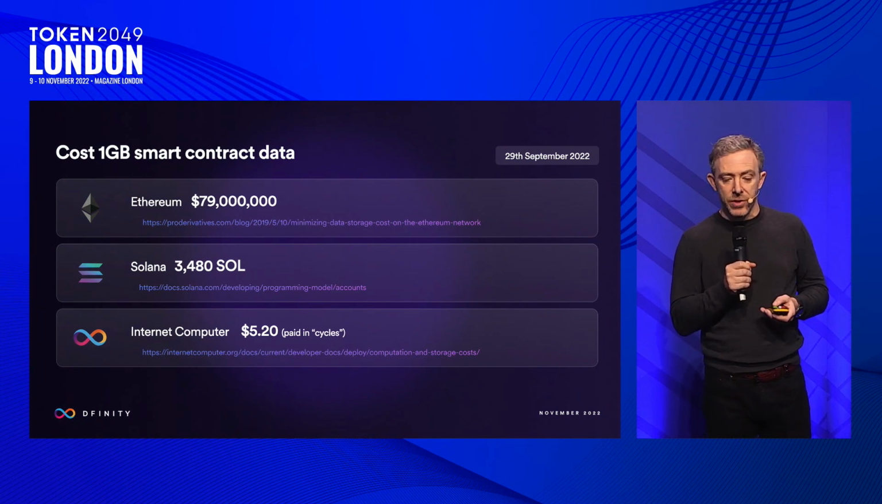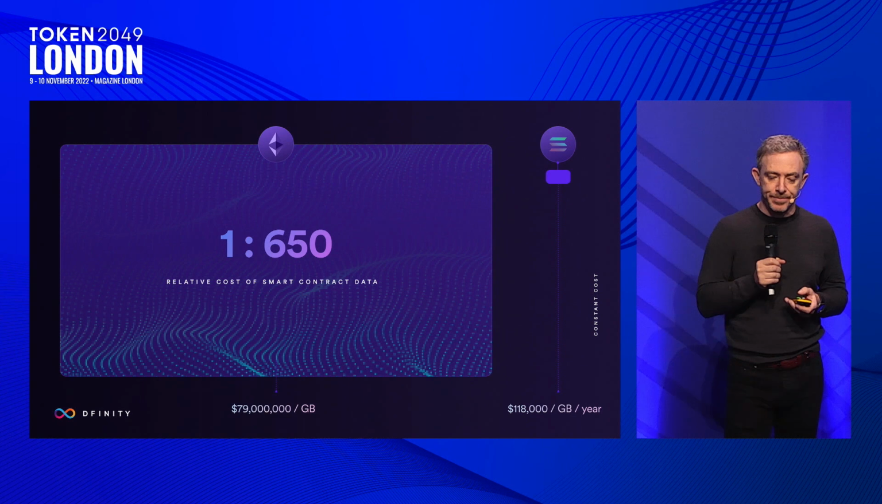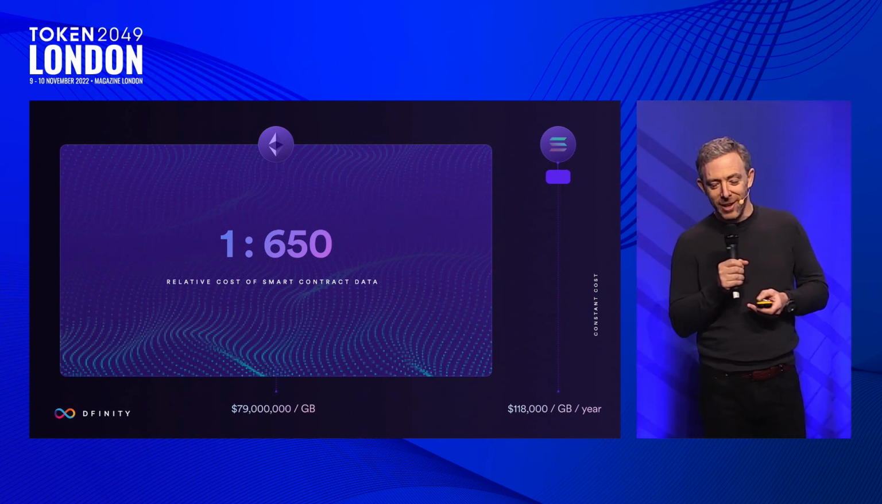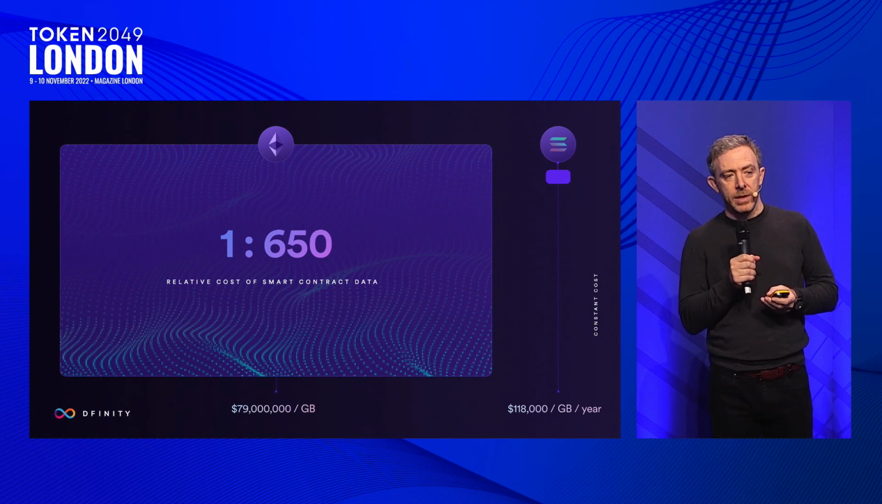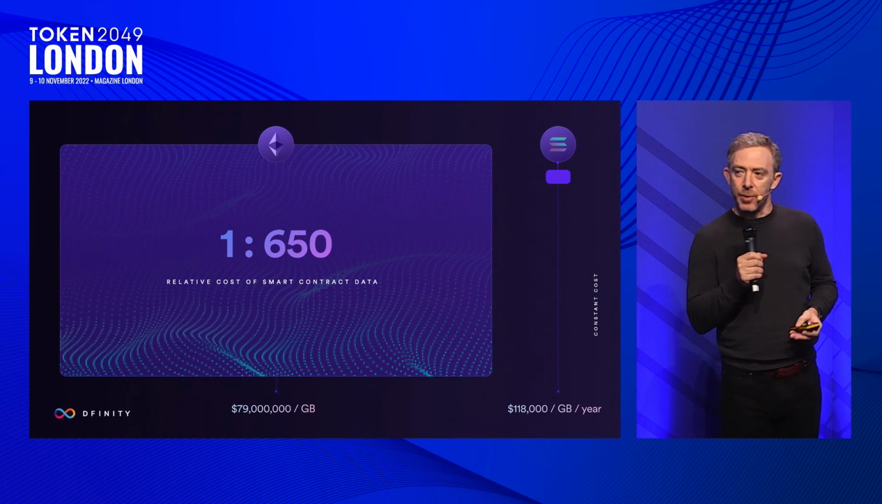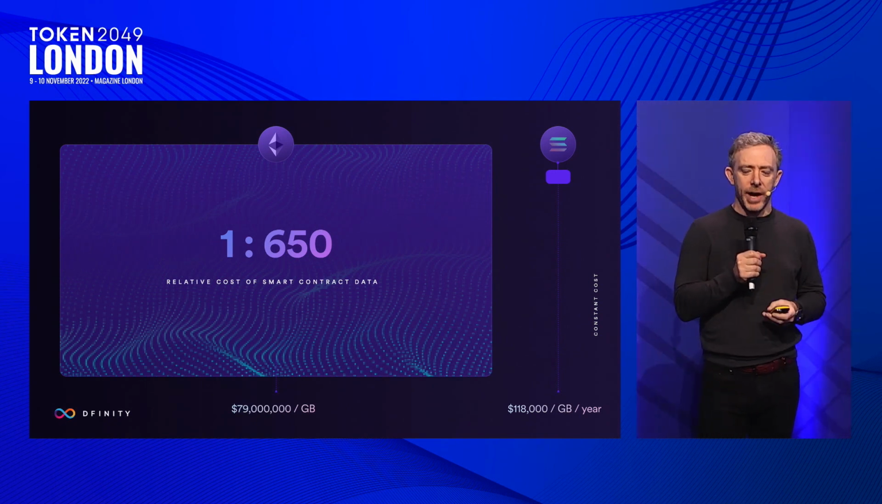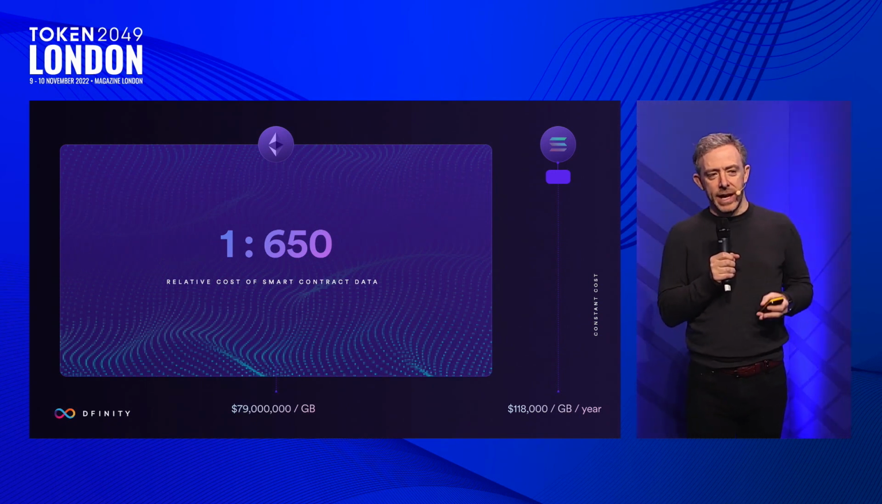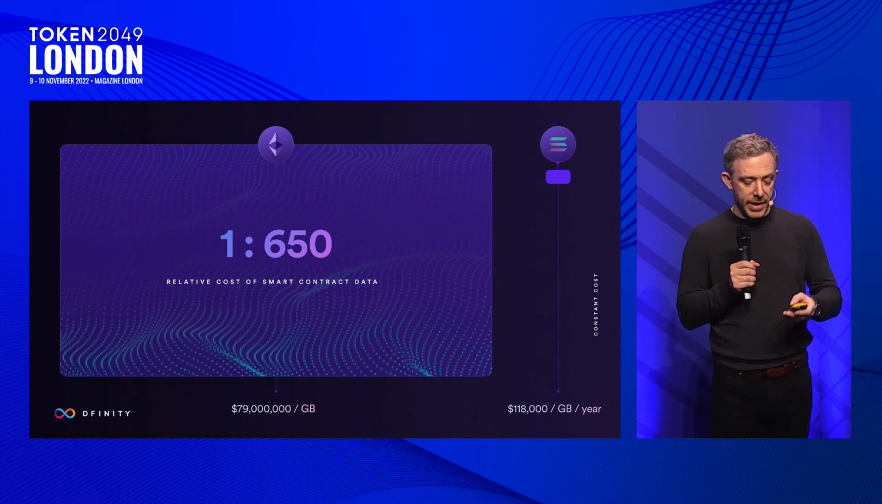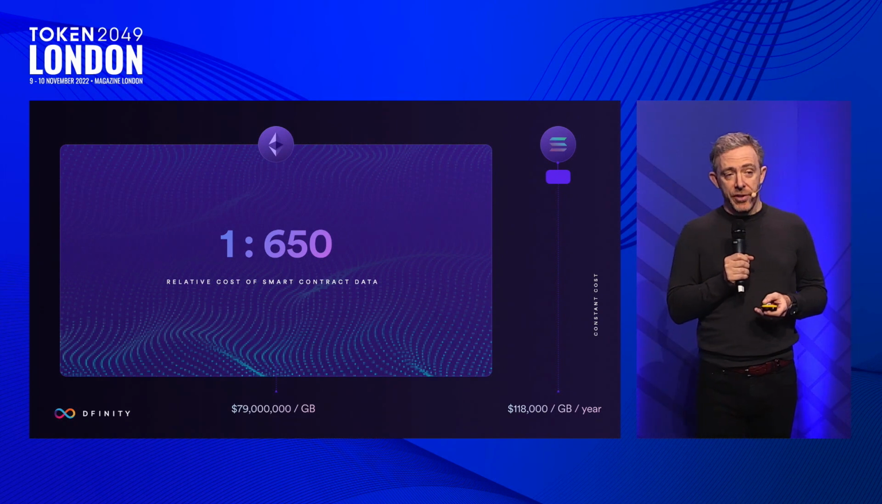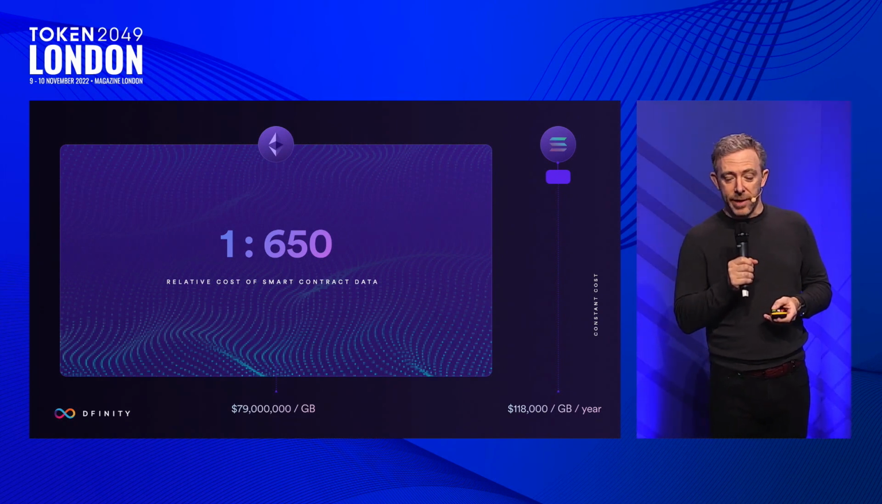These stats were taken on the 29th of September. Changed a bit now, obviously, with the markets. Okay, so on the left is a box representing the cost of storing a gigabyte on Ethereum, and on the right is a box representing the cost of storing a gigabyte on Solana. And we can see that Solana is 650 times more efficient than Ethereum. On Ethereum, it costs you $80 million to store a gigabyte. On Solana, just short of $120,000.